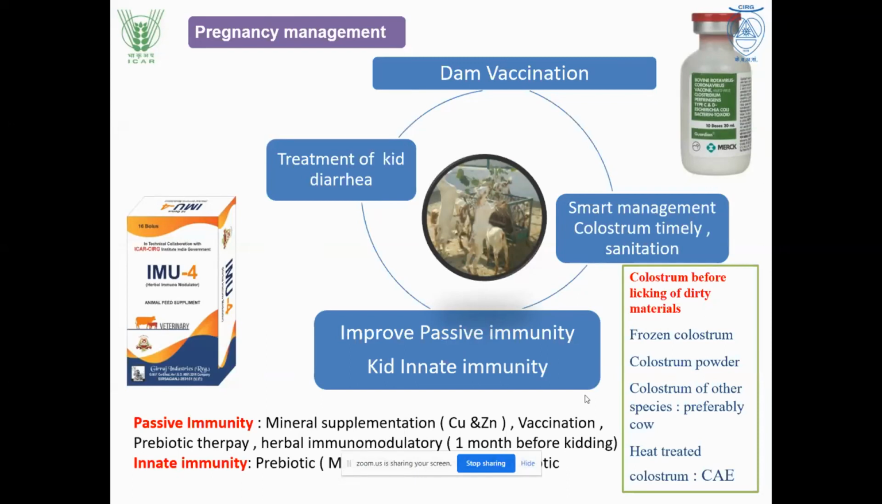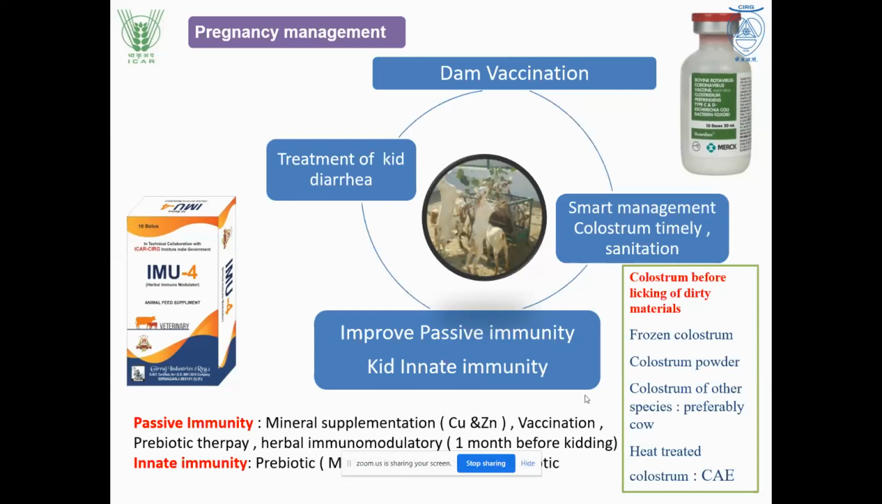Another approach is to improve the passive immunity. Passive immunity means you are improving the immunity of the pregnant dam. There are different approaches, and if there is proper immunity in the dams, it will transfer through the colostrum to the young one. It will provide protection in the younger phase of life. So to improve the passive immunity, there are various approaches.